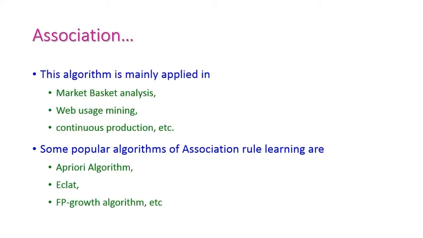These association algorithms are mainly applied in market basket analysis, web usage mining, that is web mining, continuous production, and so on. So the application will be very high here, and the popular algorithms which come under association are the Apriori algorithm, ECLAT algorithm, FP-growth algorithm, and so on.